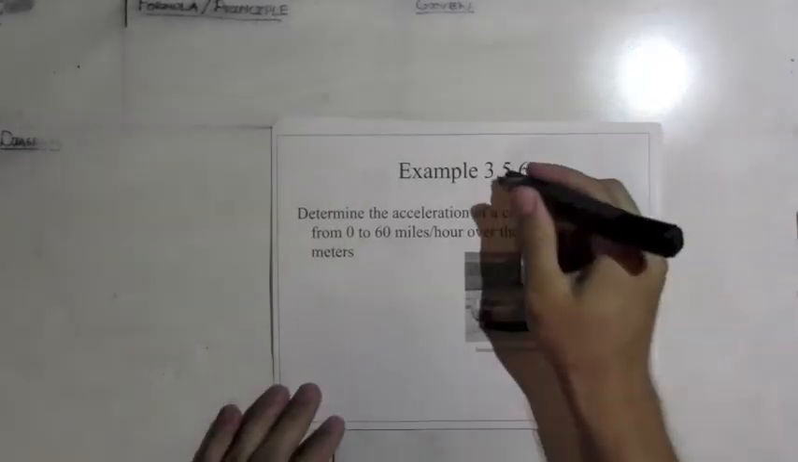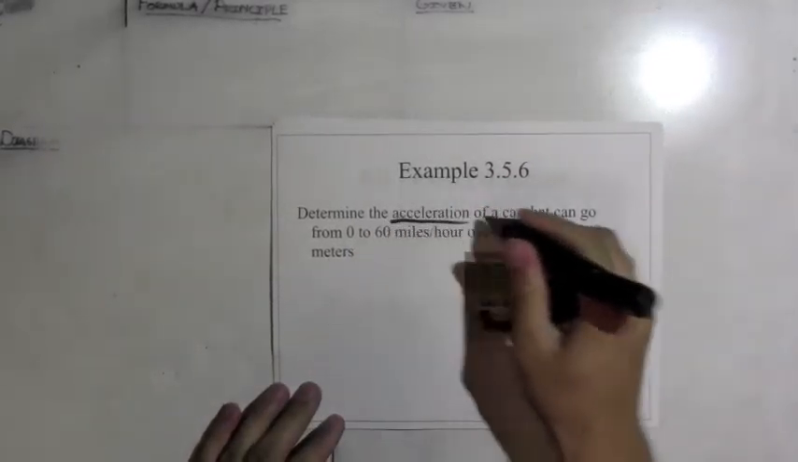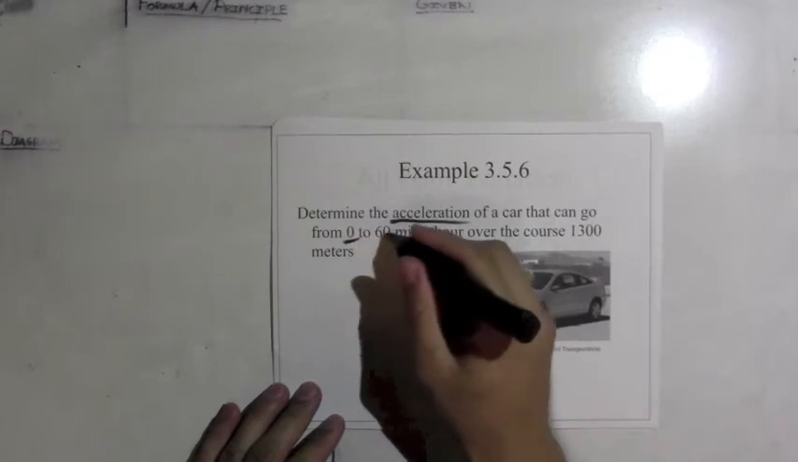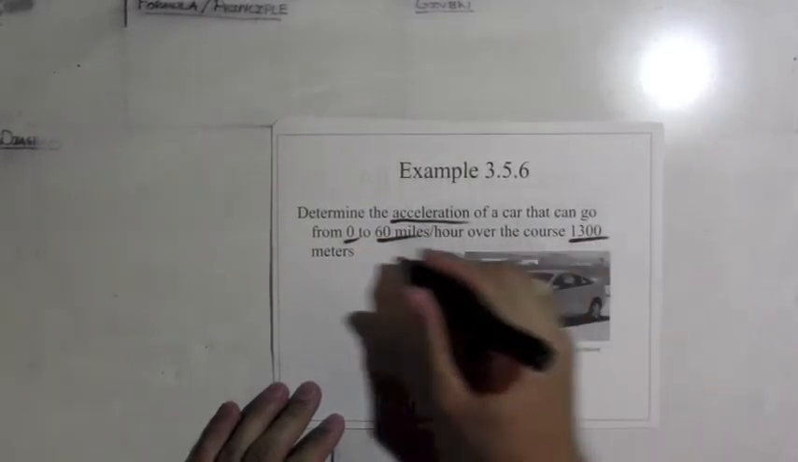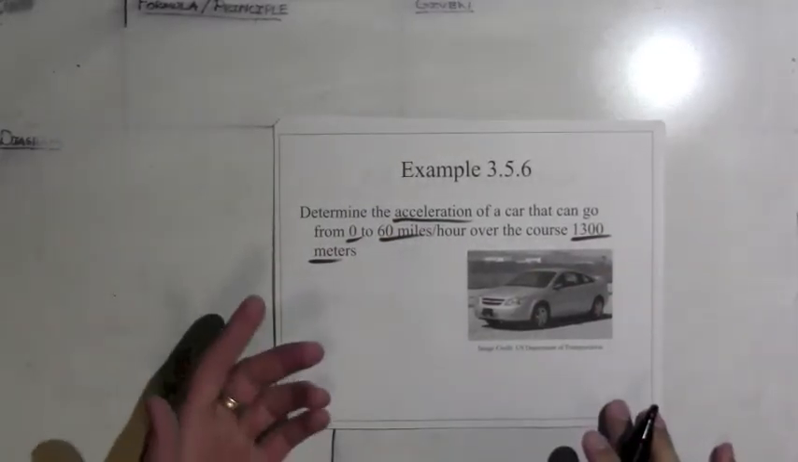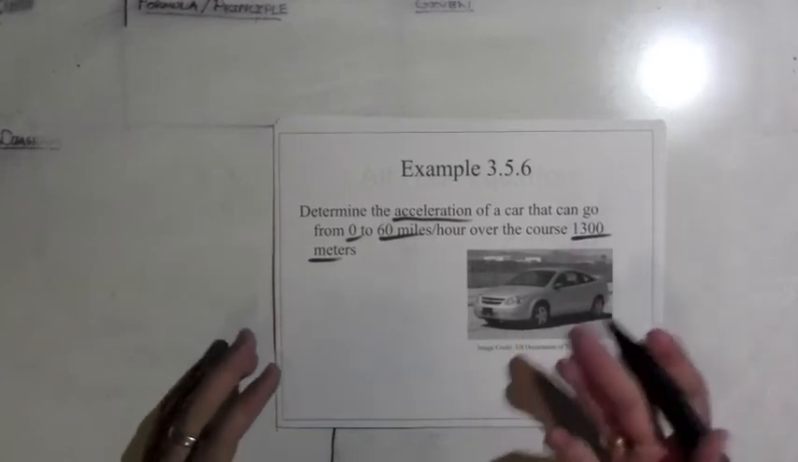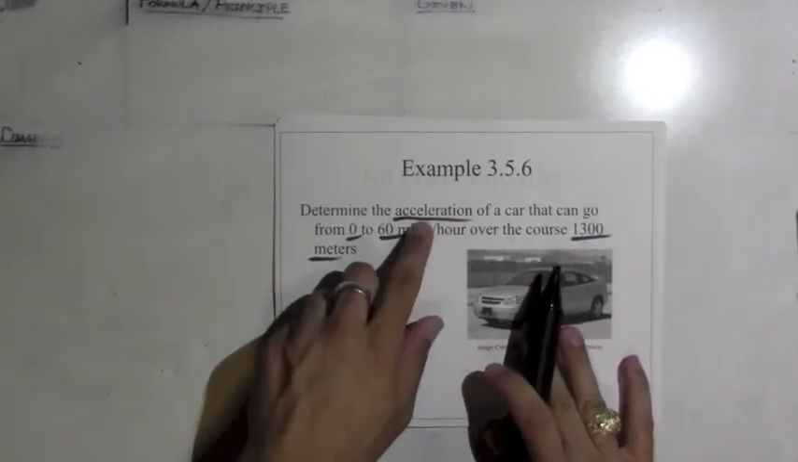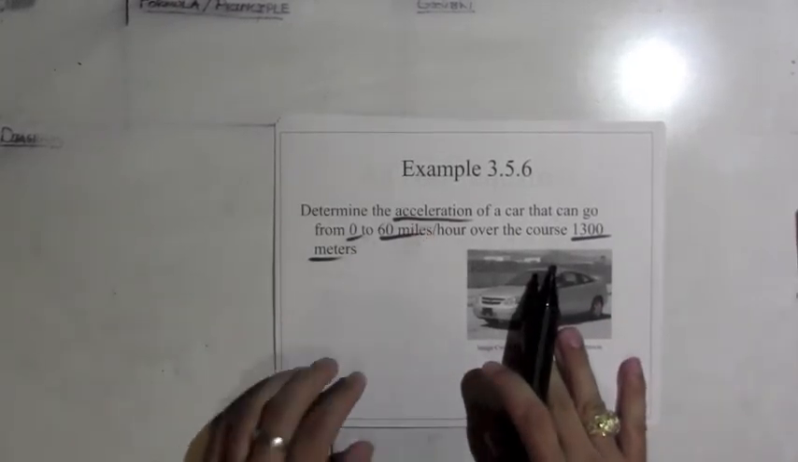This is example 3.5.6. It says determine the acceleration of a car that can go from 0 to 60 over the course of 1,300 meters. Now that's how some sports cars are rated and how fast they can go from 0 to 60, 0 to 100. So what they're actually measuring is the acceleration of the car.